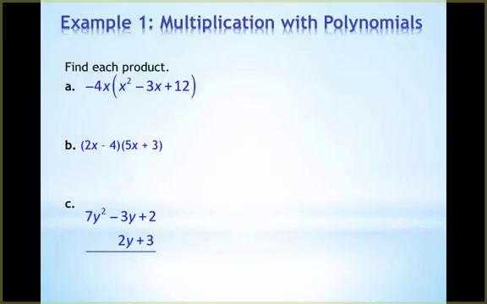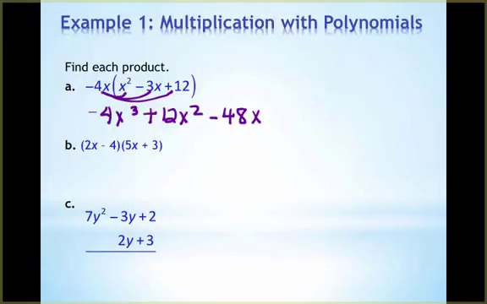So since we have a monomial, remember that's one term, times a trinomial, what we're going to do is just use distributive property. We'll take negative 4x times x squared, which would give me negative 4x cubed. Then negative 4x times negative 3x would be positive 12x squared. And then negative 4x times positive 12 would be negative 48x. Since we have no like terms and we have it in decreasing order, we're finished with the problem.